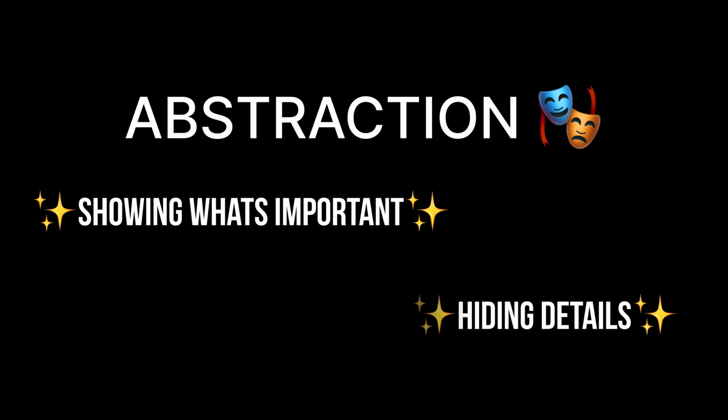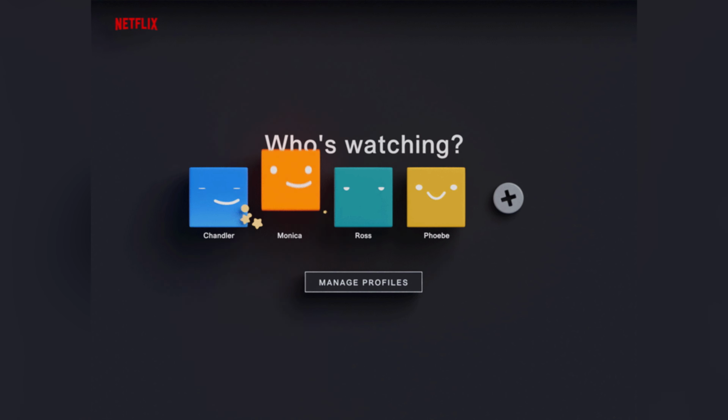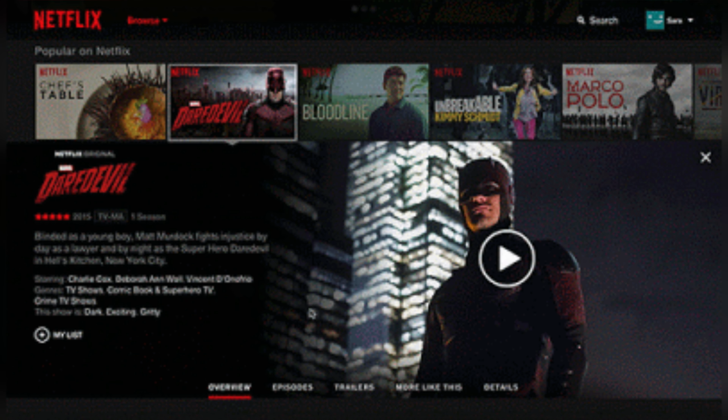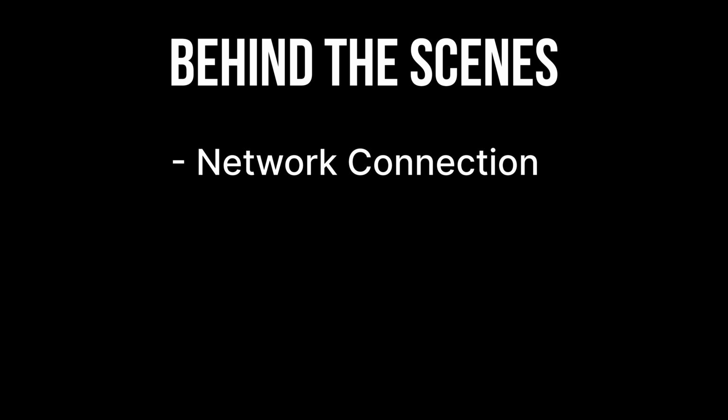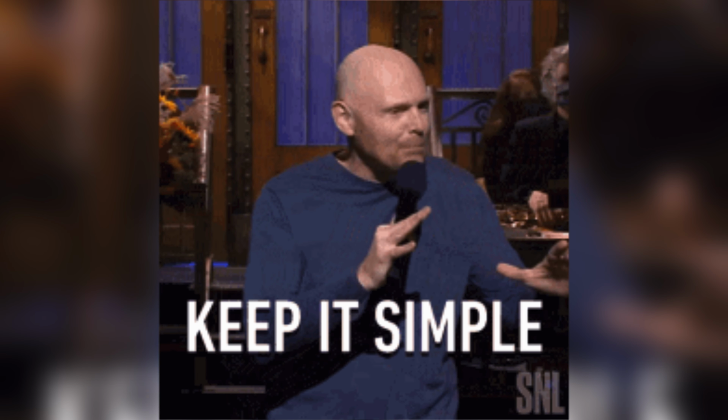Finally, we have abstraction, showing only what's important and hiding the details. When you click on the Netflix app, you just see the interface to browse shows. But behind the scenes, there's a lot going on. Network connections, data processing, APIs. Luckily, you don't have to see any of that. That's abstraction, keeping it simple for the user.